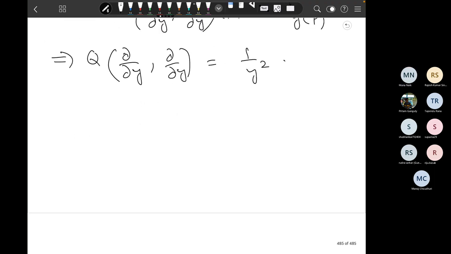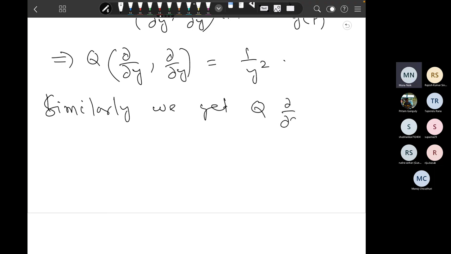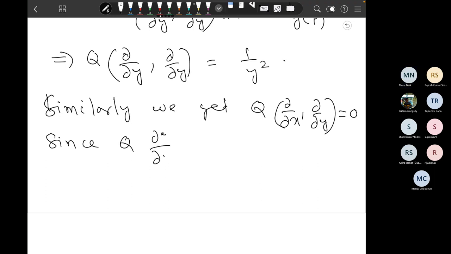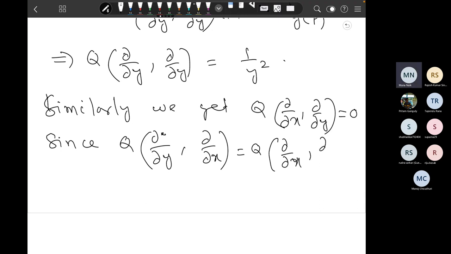Now, similarly, if you calculate Q of ∂/∂x, ∂/∂y, this is equal to 0. Now, since Q is a Riemannian metric, this is symmetric. So you will get this equal to Q of ∂/∂y, ∂/∂x, and this is really zero.